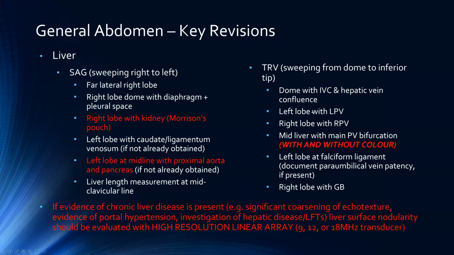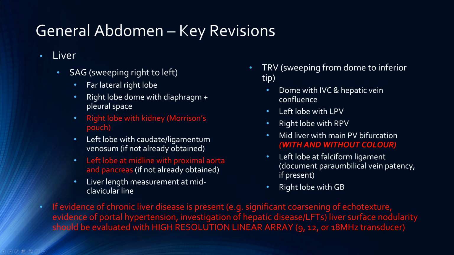In terms of the transverse, it's nice to have the dome with the IVC and the hepatic vein confluence. You can always throw on a color Doppler as well to just show patency. Obviously, for routine abdomen, no need to perform any spectral Doppler, but always nice to show those as patent if they're not otherwise seen well on the grayscale.